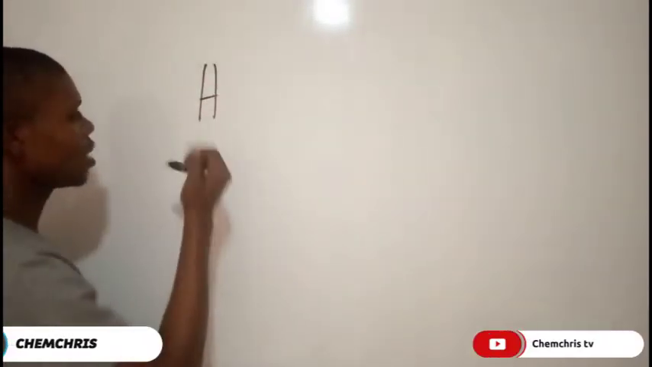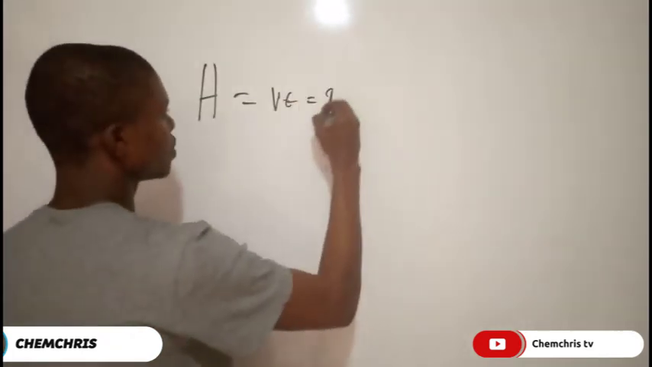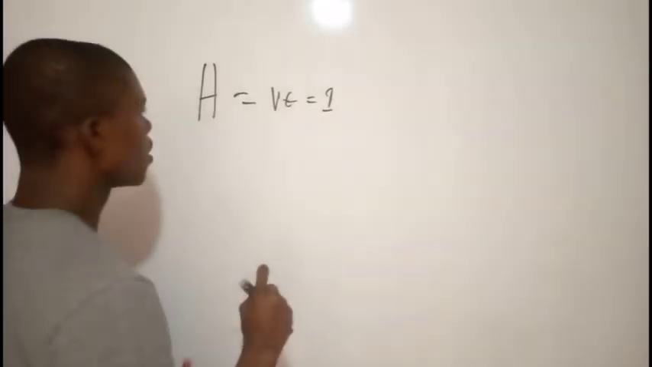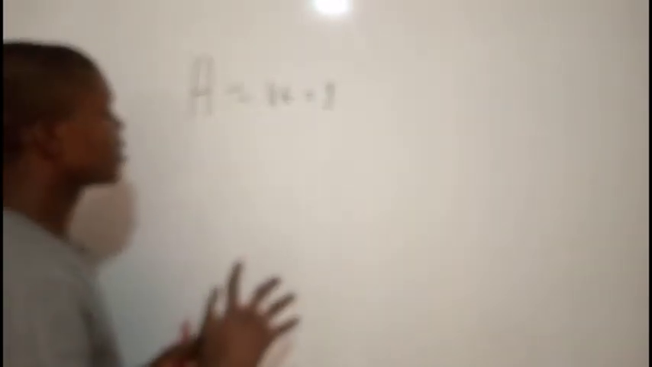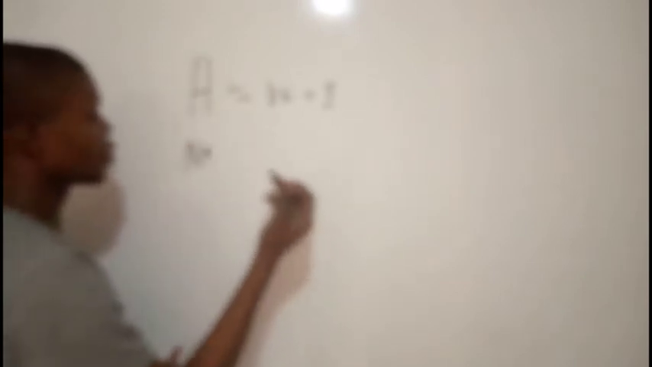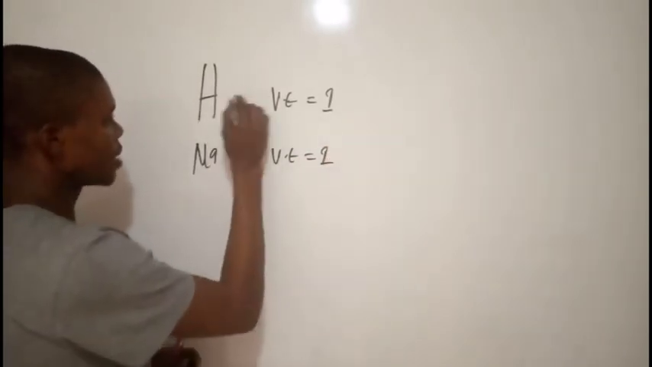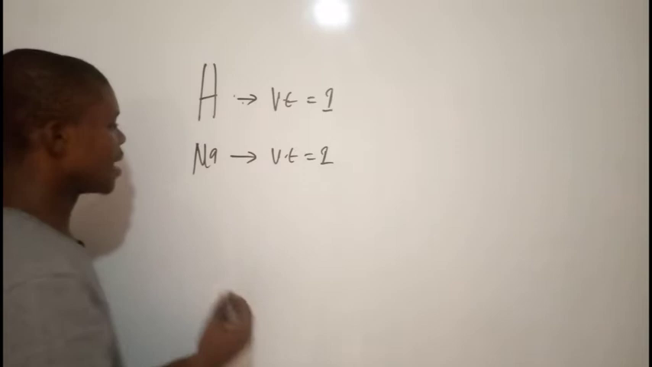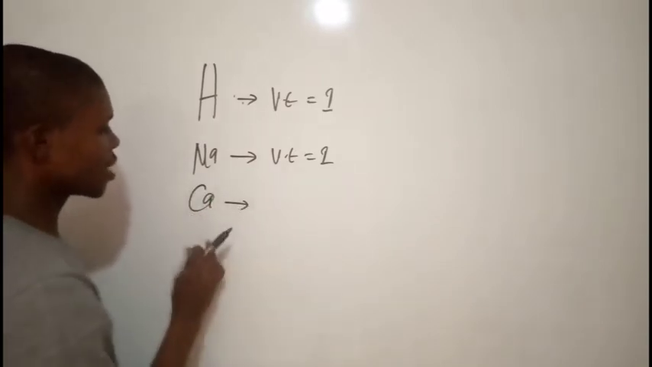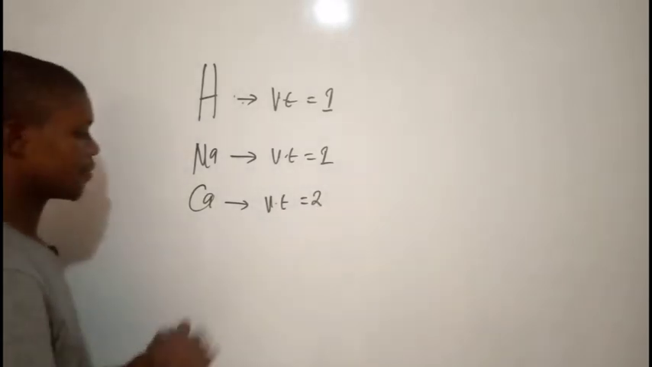For example, if they ask what is the valence electron for hydrogen? Of course, hydrogen is in group 1, so the valence electron is 1. You get that? If they ask you what is the valence electron for sodium? Sodium is also group 1, so the valence electron is 1. Then calcium is in group 2, so the valence electron is 2, right?